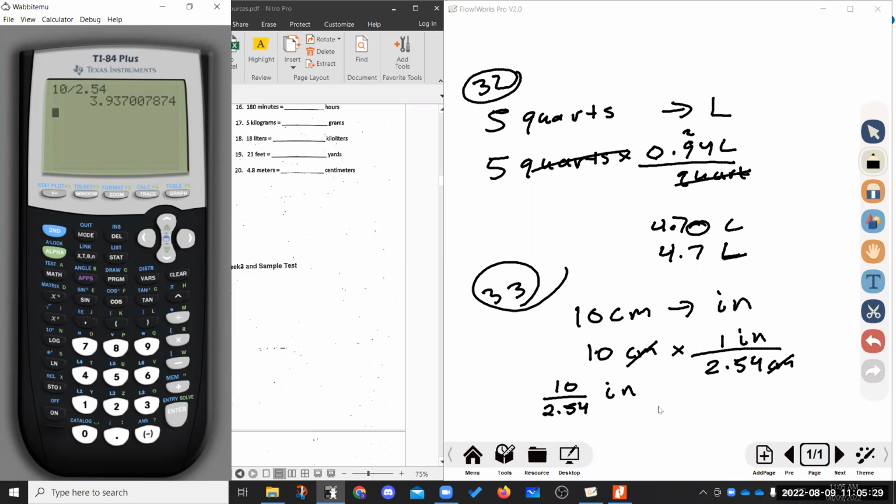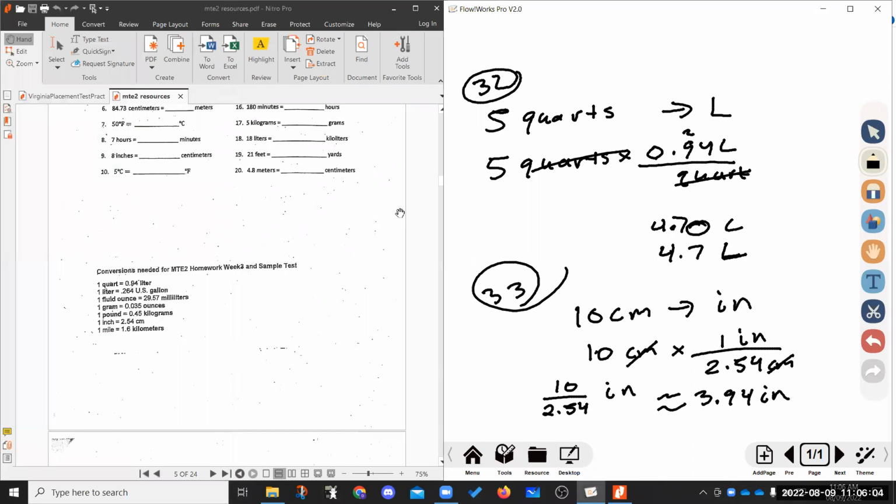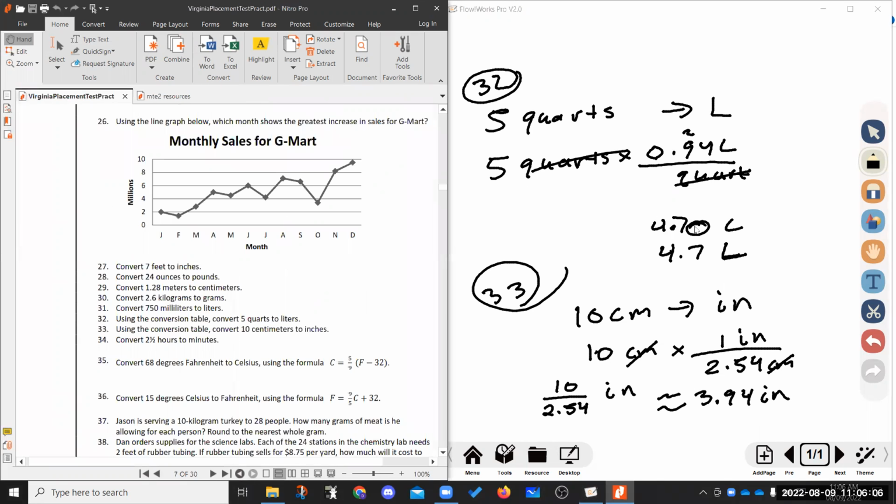3.94 inches. And the reason I rounded to hundredths is that 10 is an exact measurement, so it has infinite precision. It's exactly 10 centimeters. My approximation here has only 3 significant figures, 1, 2, 3. So I'm only going to give 3 significant figures in my answer here. That's something for you to learn in science class called significant figures. It tells you how to round.